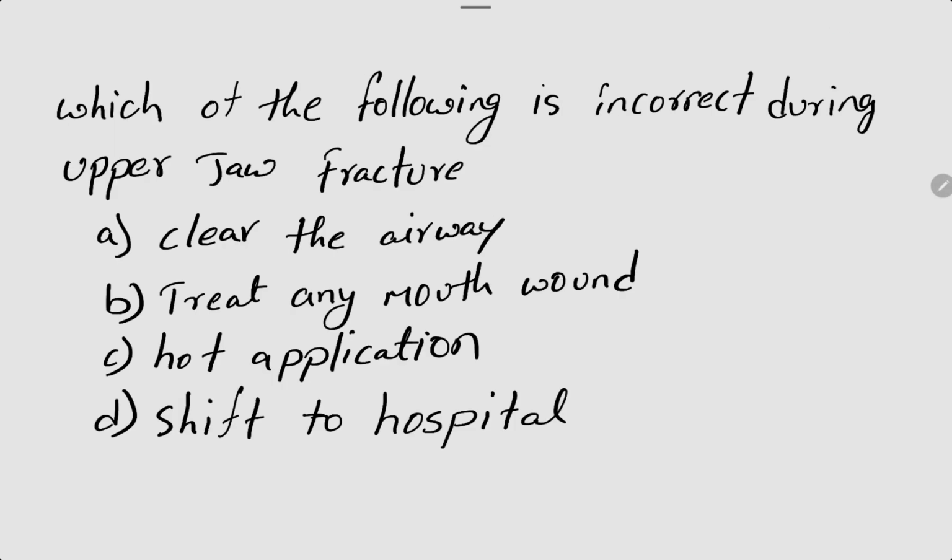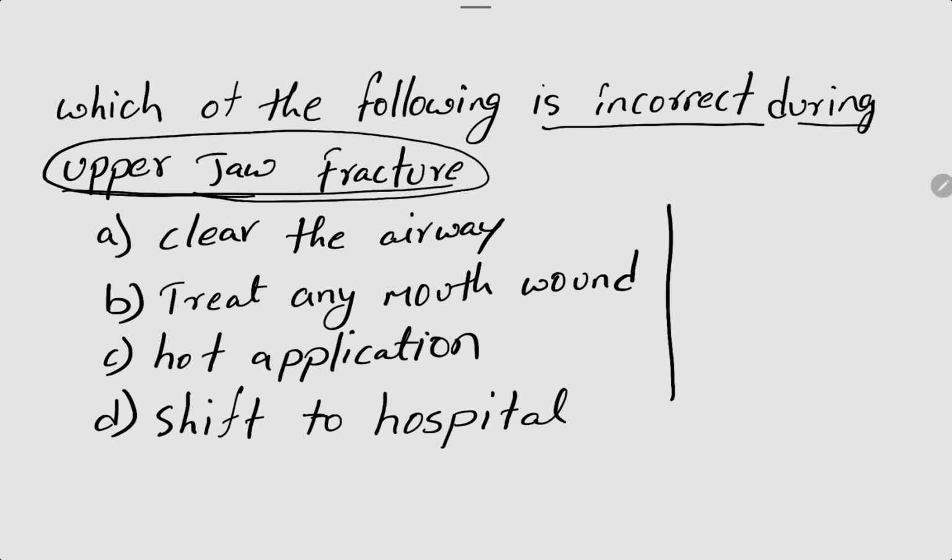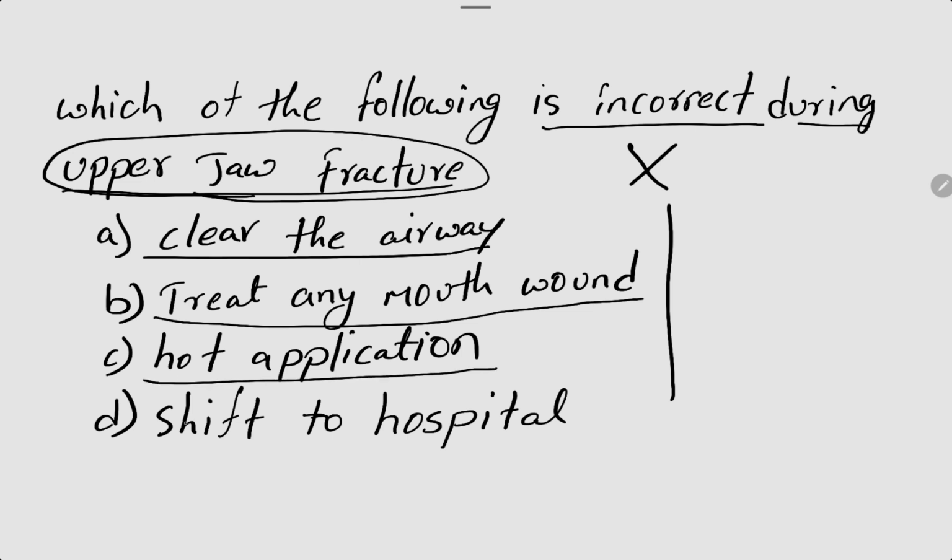The next one is, which of the following is incorrect during upper jaw fracture? The person has got an upper jaw fracture. Among these four options, which one is incorrect? Option A, clear the airway. Option B, treat any mouth wounds. Option C, apply hot application. Option D, shift to the hospital. Which one is not correct for a patient with an upper jaw fracture? The right one is option C, hot application.